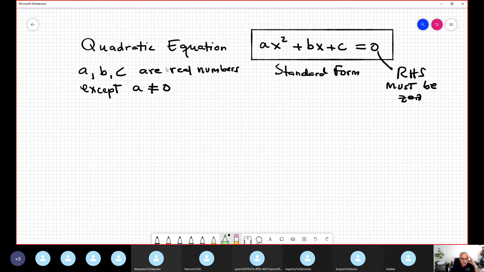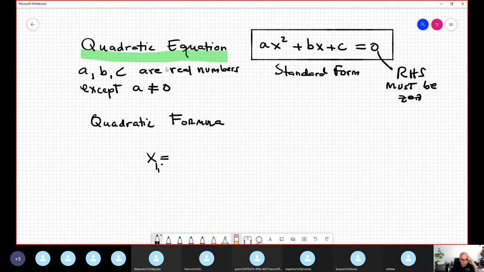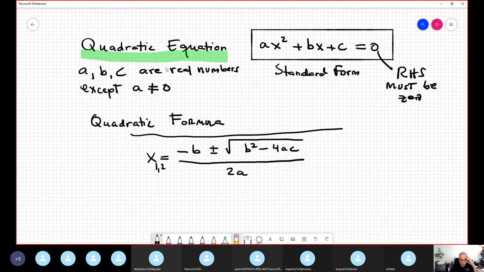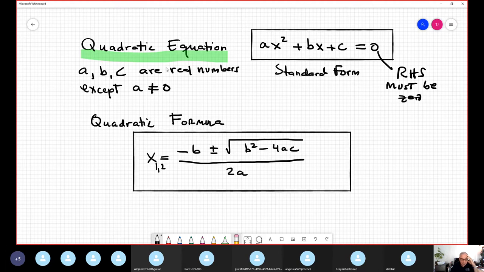Okay, entonces the efficient way for solving this equation is using the quadratic formula. And the quadratic formula I want to copy here is x equal, x is the value. It is minus b plus or minus the square root of b squared minus 4ac, everything divided by 2a. Okay, super important formula. What is the name of this? Quadratic formula.